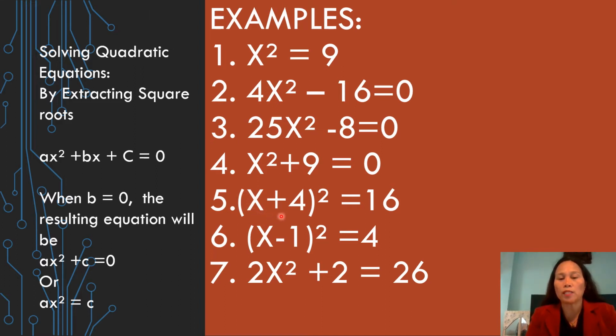Quantity x plus 4 squared. So, something squared here on this side. X minus 1, quantity squared is equal to 4. Number 7, 2x squared plus 2 is equal to 26.